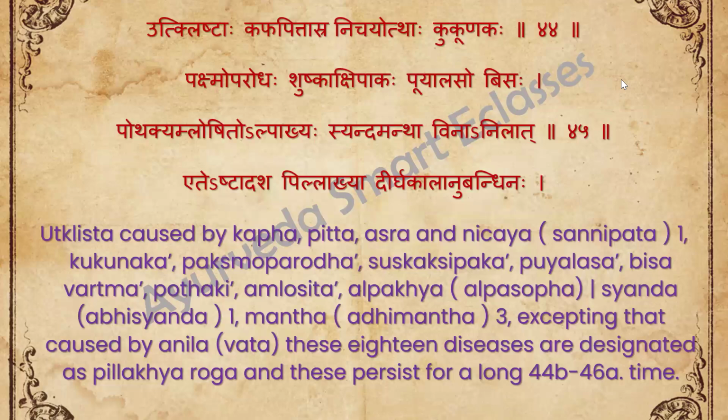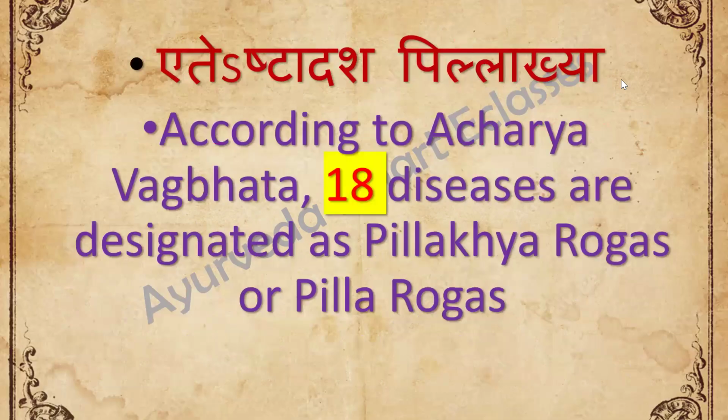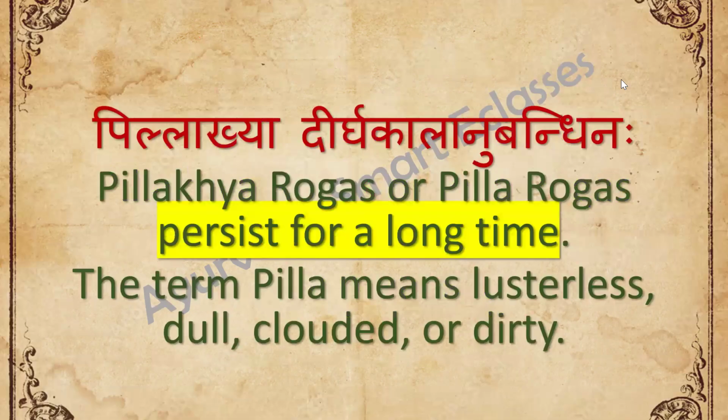So these are the 18 diseases mentioned as the Pillakhya Roga, and these persist for a long time. So let's see. According to Acharya Vagbhata, 18 diseases are designated as Pillakya Roga or Pilla Roga. Pillakya Dirgha Kalanu Bandhinaha: Pillakya Rogas or Pilla Rogas persist for a long time.